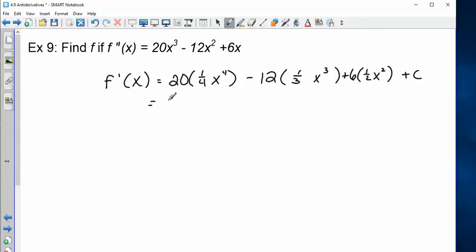So we have 5x to the fourth minus 4x cubed plus 3x squared plus c.